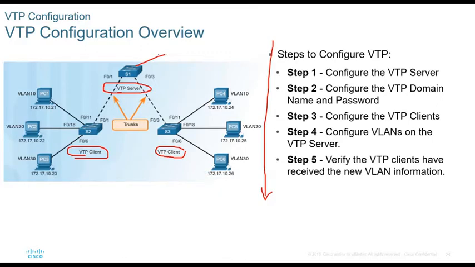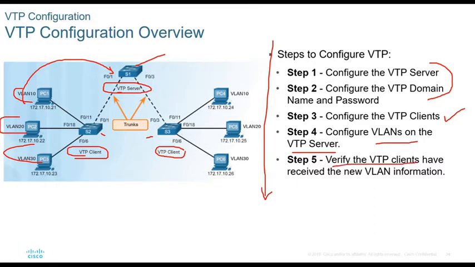Next, after we're done configuring steps 1 and 2, the next thing you need to configure are the clients. You just have to change the mode of the switches that will act as clients, in that case S2 and S3. Then after that, go ahead and configure VLANs only on the VTP server. How many VLANs do we have here? We have 3, right? So itong tatlong VLAN na to will just be configured on that particular server. Then all you have to do is verify if the VTP clients receive any VLAN information coming from the server.